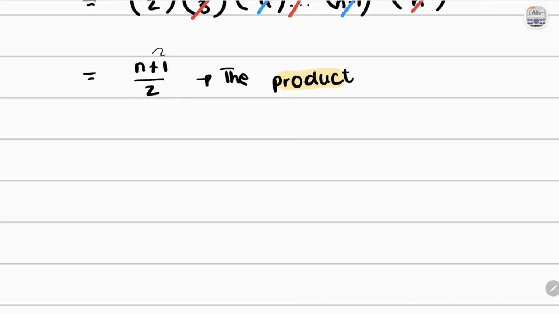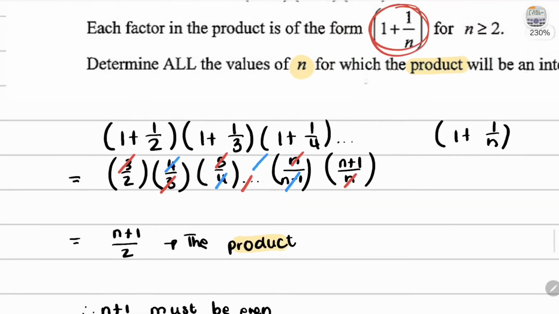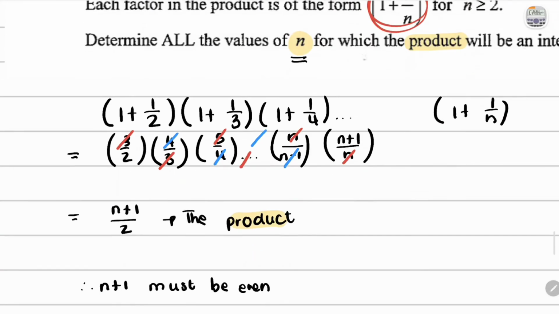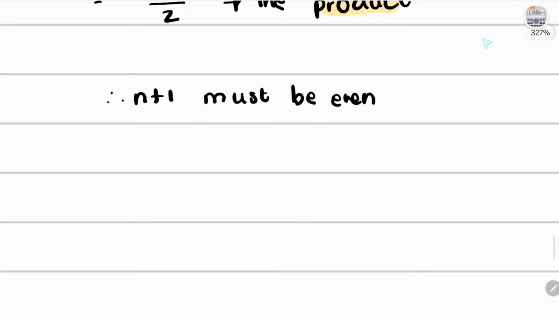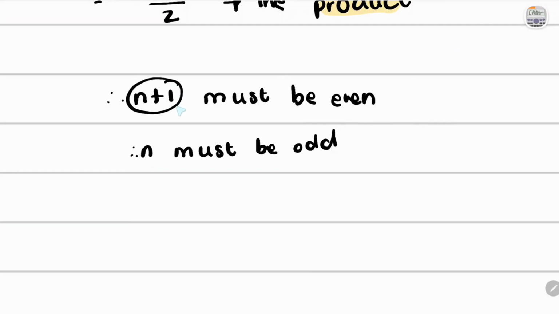For this to remain an integer value, because it's divided by 2, you need to ensure that the number on top is also divisible by 2. In other words, n plus 1 needs to be even. It must be even. But the question is not specifically asking for n plus 1. It's asking for all the values of n. So if n plus 1 must be even, then n specifically must be odd. That is the only way this would be even, because if you take an odd number and add 1, it will make it even.